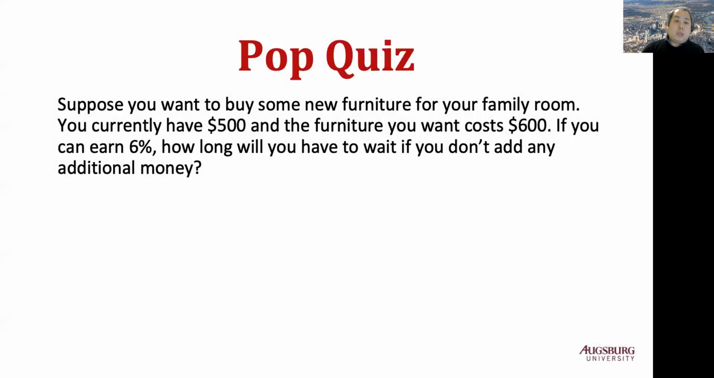Now the last pop quiz. Suppose you want to buy some new furniture for your family room. You currently have $500 and the furniture you want costs 600 bucks. So you need to make $100 more, right? If you can earn 6%, how long will you have to wait if you don't add any additional money?